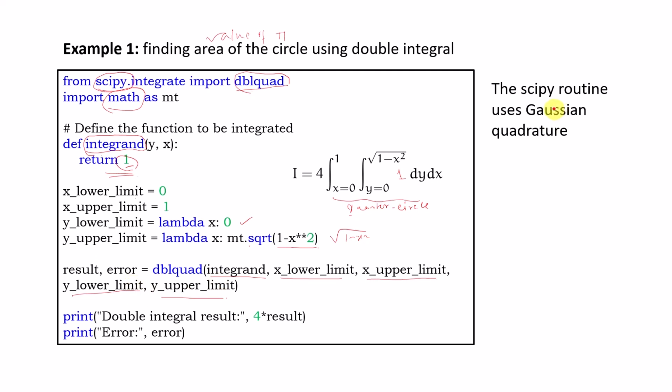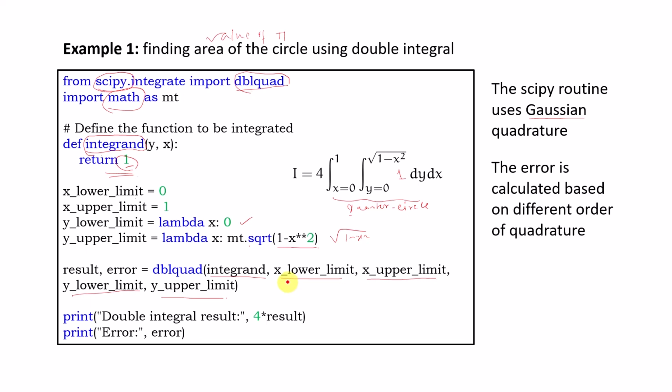So this routine uses Gaussian quadrature. In fact, it uses 10-point Gaussian quadrature, and so it's a very, very high accuracy result. And then it even compares the result with a higher order quadrature. And between these two quadratures, what is the difference? That it calculates as error.